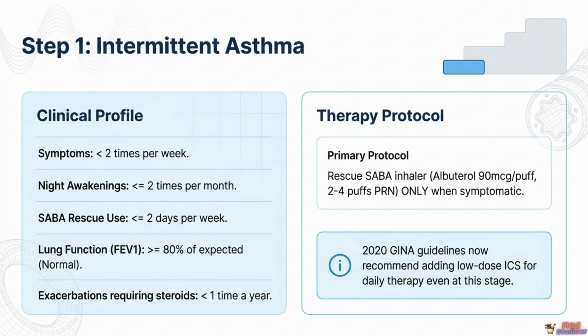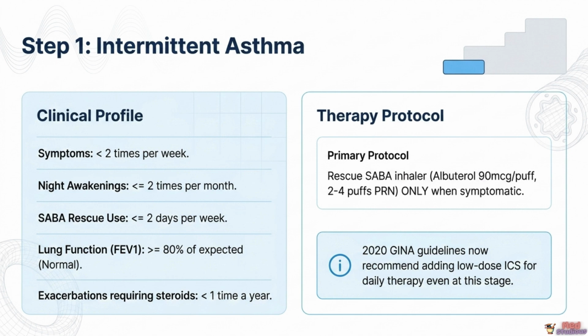We now enter the stepwise management framework, the clinical backbone of how you prescribe for asthma based on disease severity. Step 1 is intermittent asthma, the mildest category. The clinical profile here is symptoms occurring fewer than 2 times per week, nocturnal awakenings no more than twice per month, SABA rescue use at most 2 days per week, and lung function that is at or above 80% of predicted, completely normal. The patient also requires oral corticosteroids for exacerbations less than once a year.